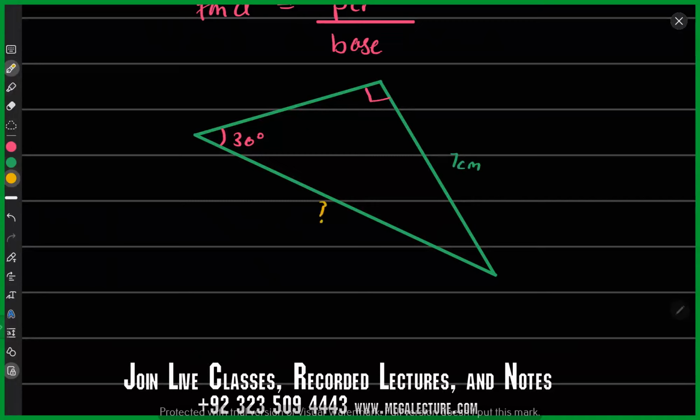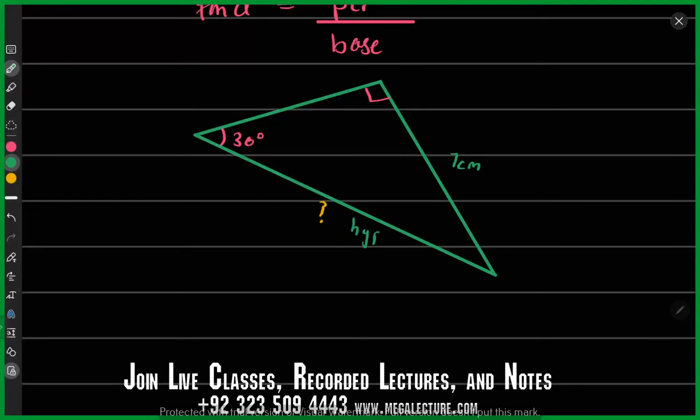Okay, please pay attention. First of all, I need to understand which side is hypotenuse, which side is perpendicular, which side is base, just so I can use the formulas. So what is this unknown side that I need to find? Hypotenuse. Very good. This is basically the hypotenuse side, so I'll write HYP here.